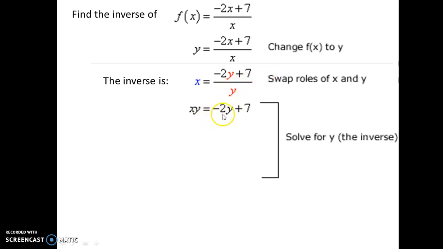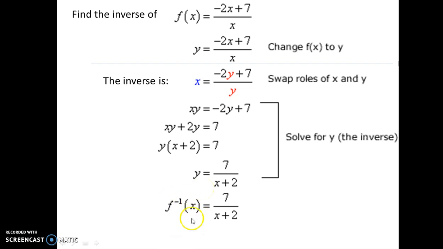Now you want to get the y's on one side together. So here's that y already. Here's 2y, so I'm going to move that over to that side. So I added 2y. Now I can factor a y out of here. There it is. Once I factor that, I have x plus 2 here, which now you can divide both sides by x plus 2. So you end up with solving for y like that. This has been taken from this side by dividing both sides by that. So here's your inverse. And we can write that using inverse notation.